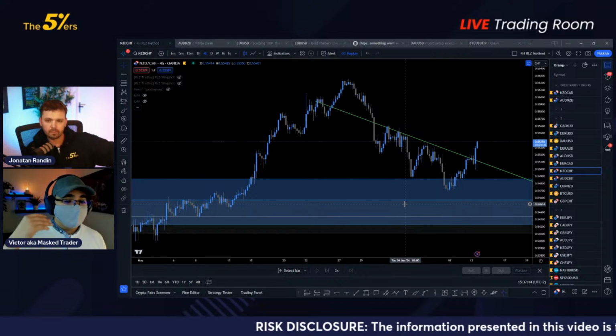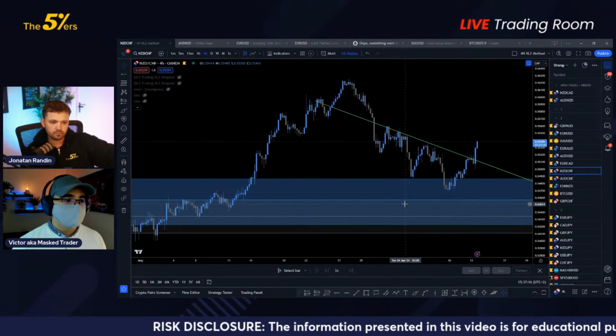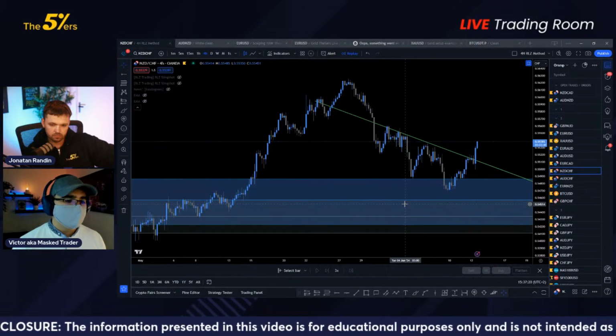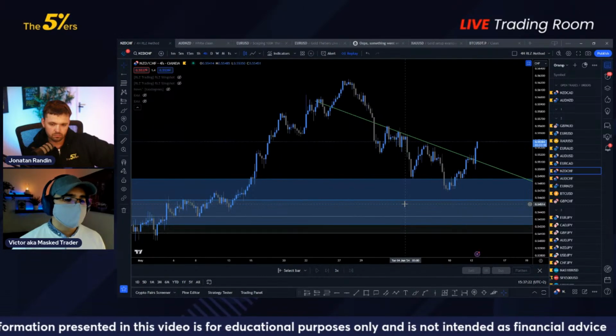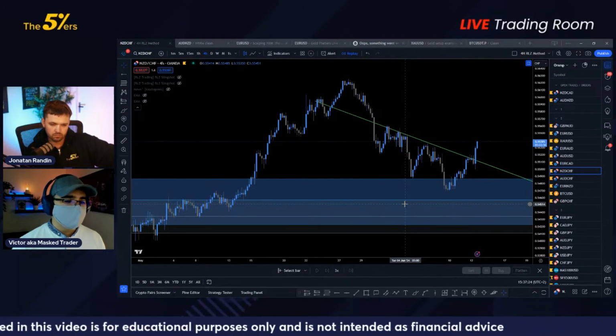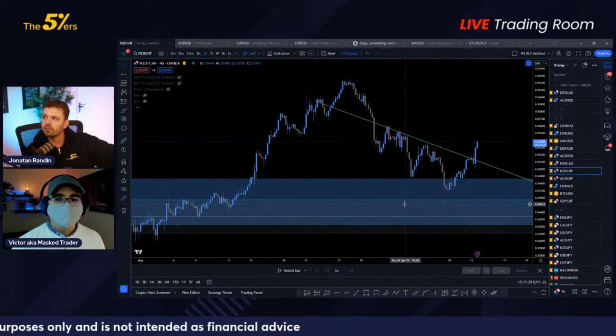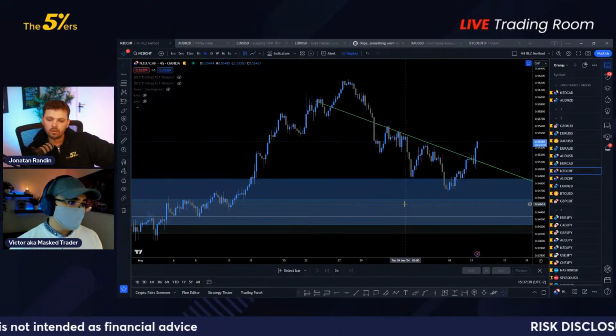But is it 2 per lot? Let me check. I think it is 4. It's 2 per leg, I think, if I'm not mistaken. Let me check it right away. It is $4 per lot. Yes, it is $4 per lot, so it's 2 per leg.